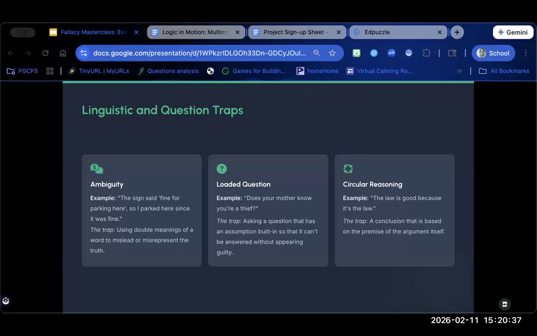Then we have circular reasoning. And sometimes teachers and even parents can use this a lot, where the trap is a conclusion that is based on the premise, meaning the statement of the argument itself. For example, the law is good because it's the law. So because it's the law, then it's good. Or have you ever asked your parents why you can't do something? And then they say, because I said so. So obviously, because they said so, that means that you can't do it. That's circular reasoning.